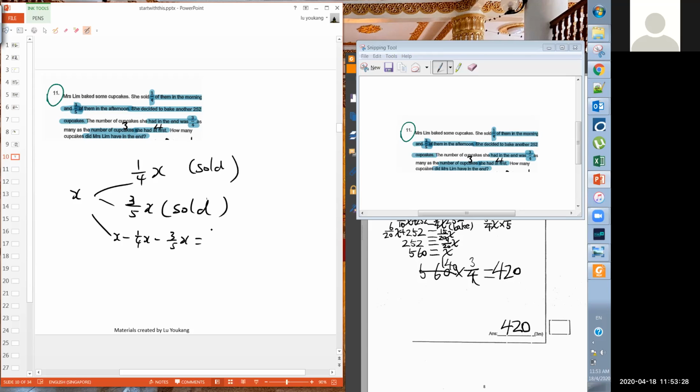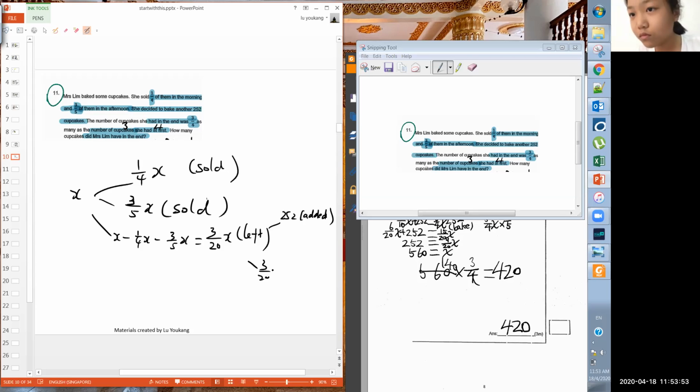You should have 0.15, 3 over 20x left. So what's that? She decided to bake another 252 cupcakes. So from here onwards, you start to branch out. So 252 added. Once you add this into this, you should have this much left.